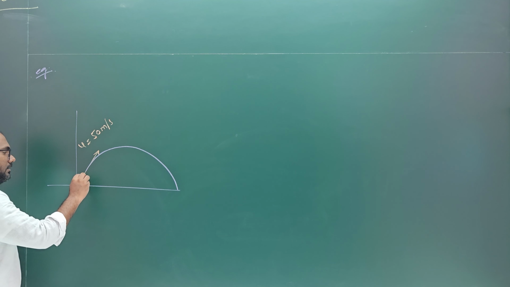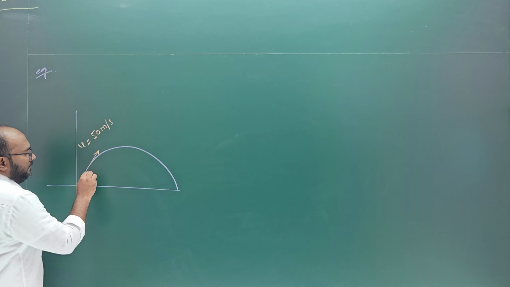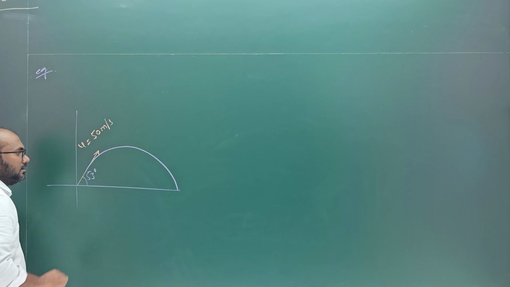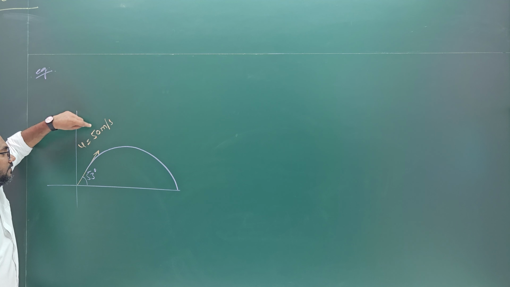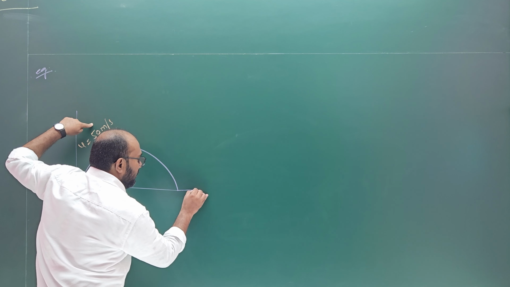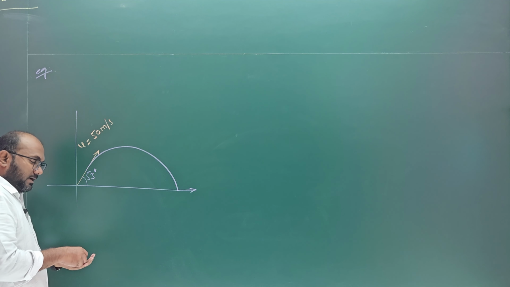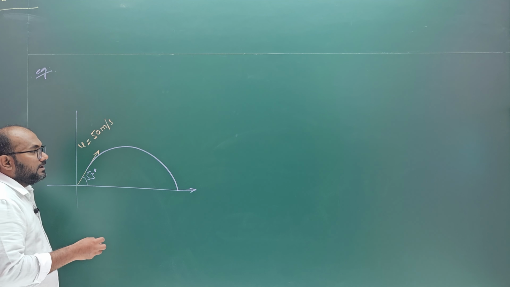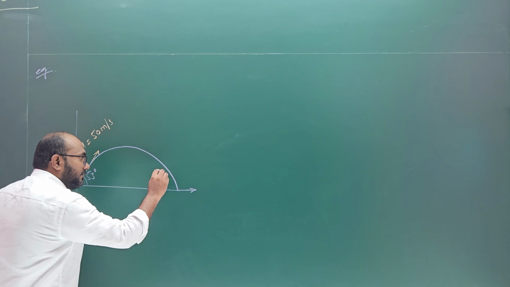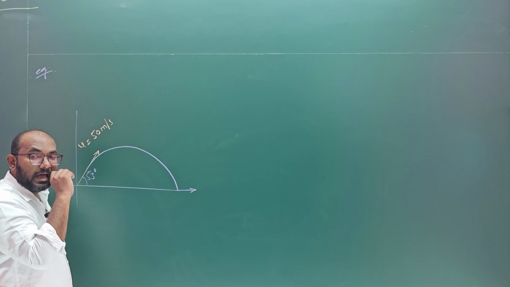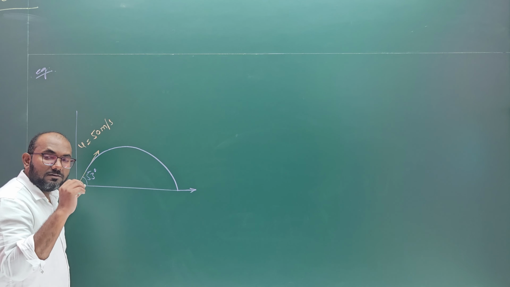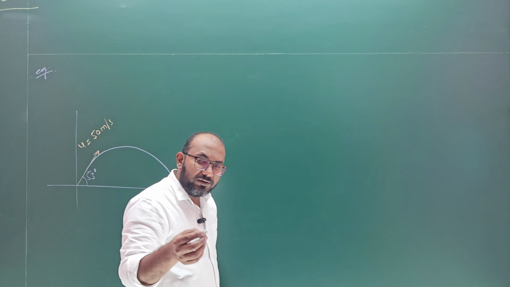With an angle, let's say 53 degrees. An object is being projected with angle 53 degree with initial velocity 50 meter per second. Question is, find out the time period when velocity vector at any point is making an angle say 37 degree or say 53 degree.